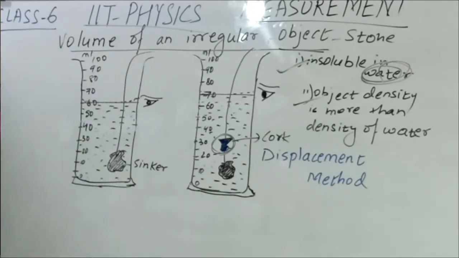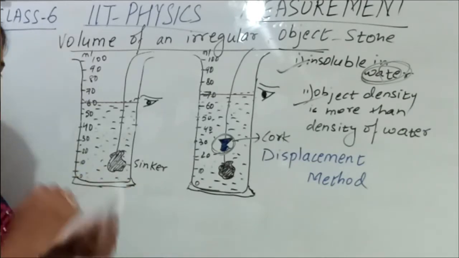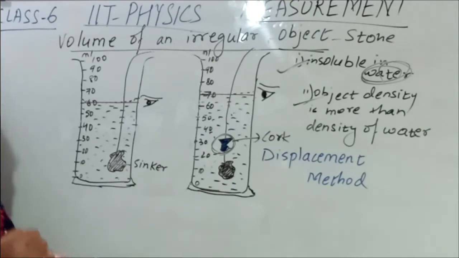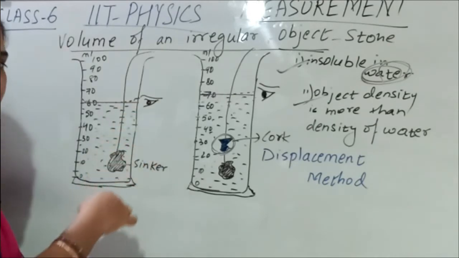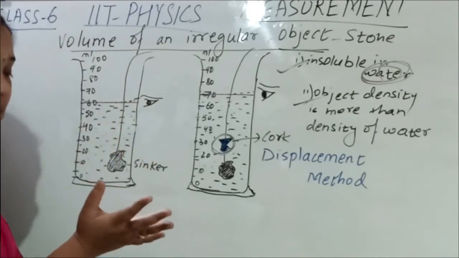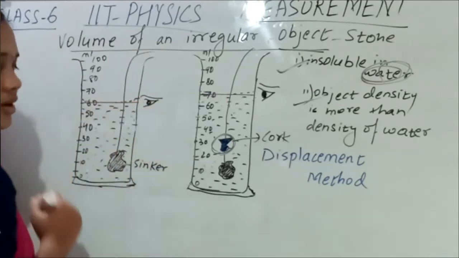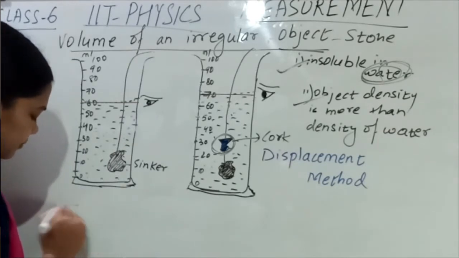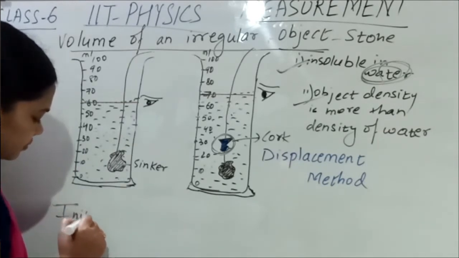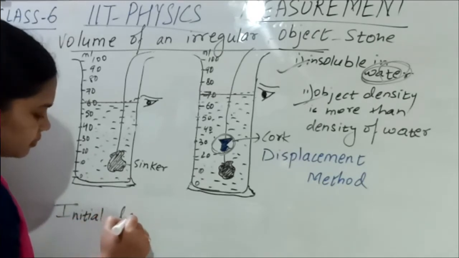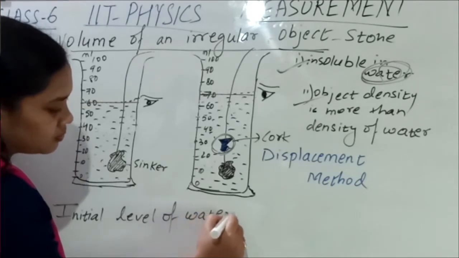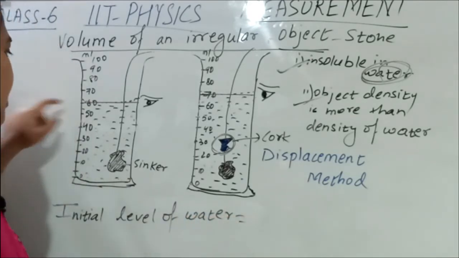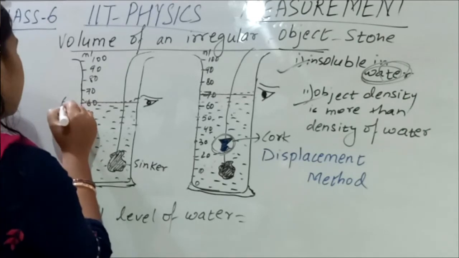What to do that time? That time what will we use? We use a sinker. Okay, what is this sinker? Sinker is nothing but any stone or any metal piece, any object whose density is more than the density of water. Clear? We can take any stone or any metal piece whose density is more than the density of water, meaning that object should immerse in water. Like that thing we have to take. Clear? So that is called sinker.